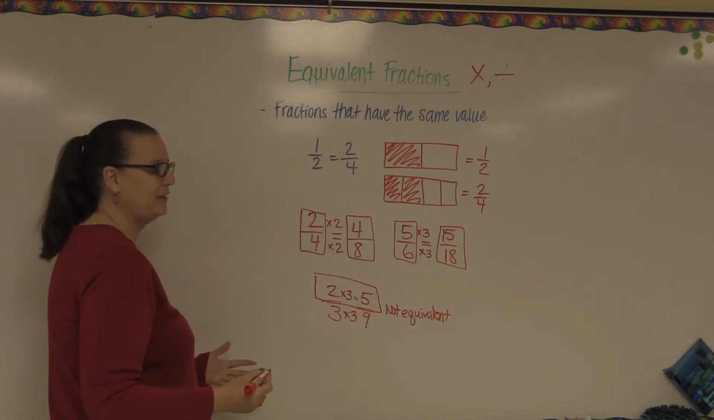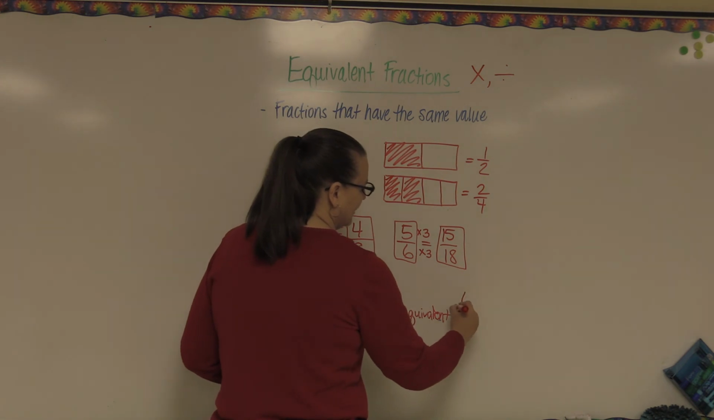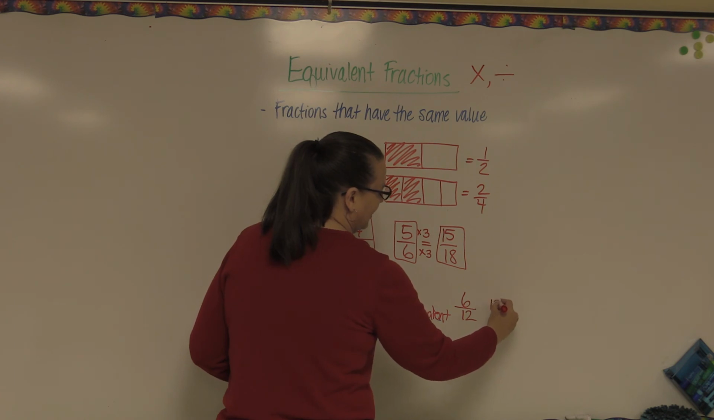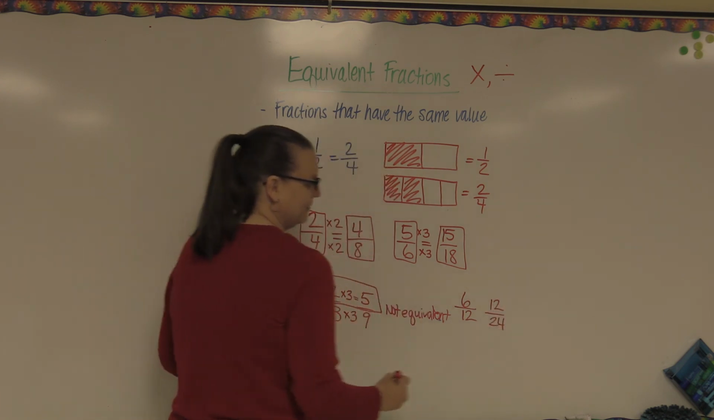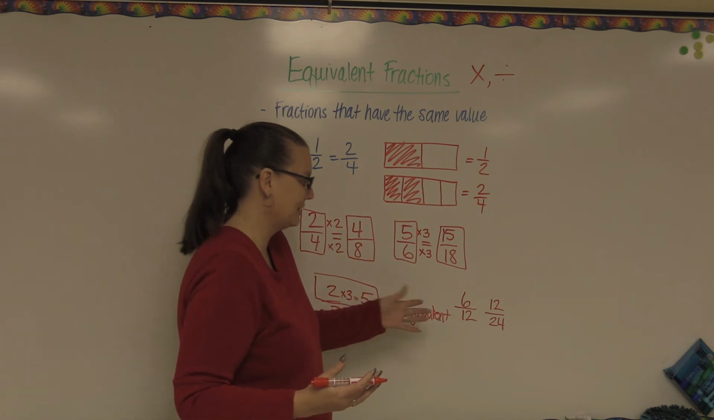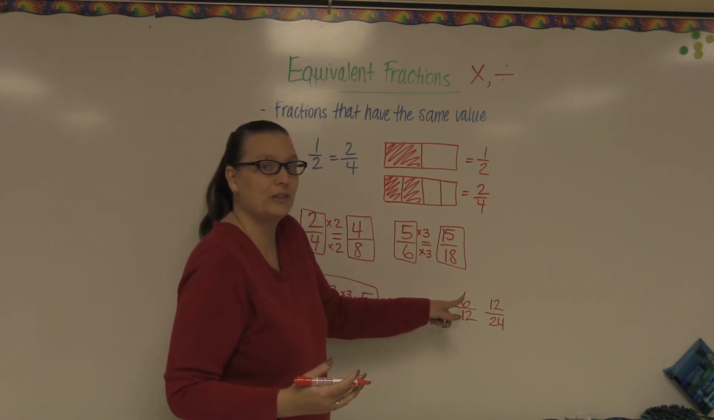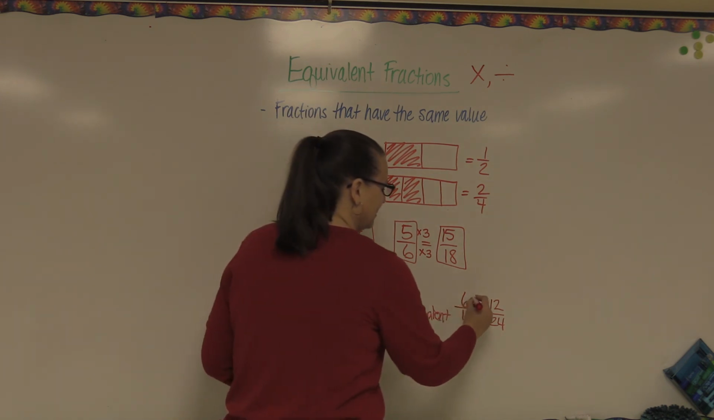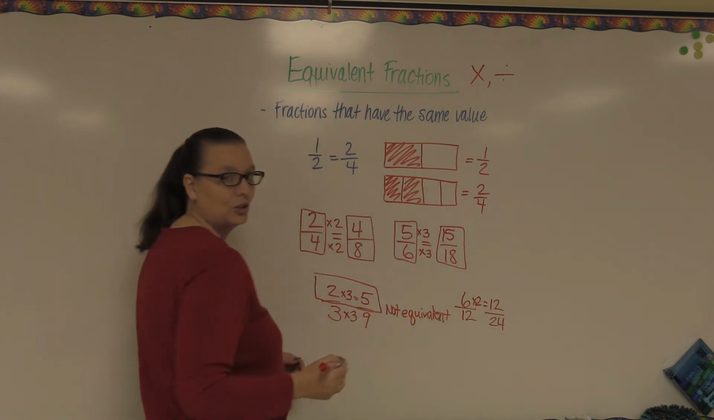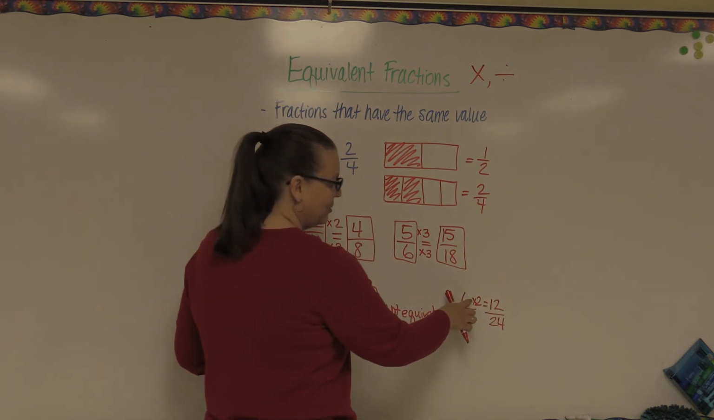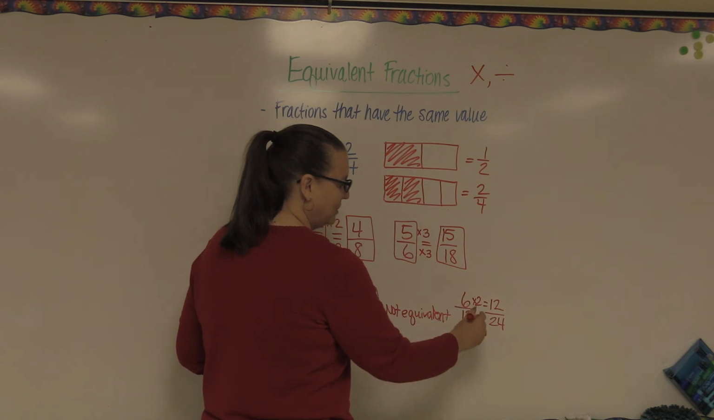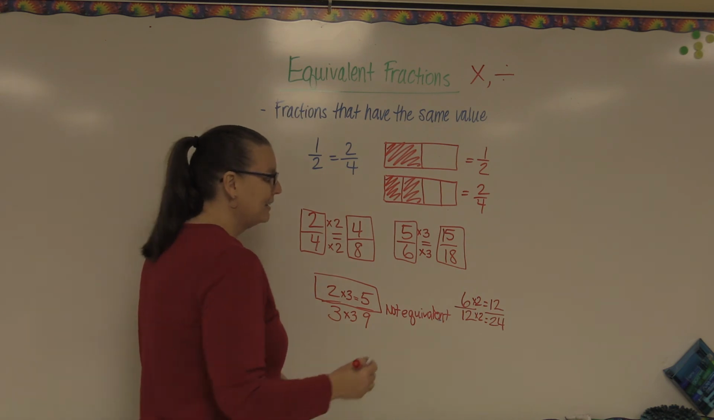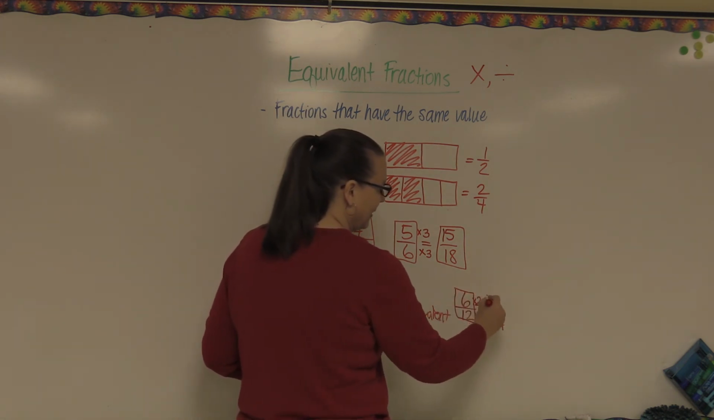All right, let's try another set. What if we have 6/12 and we have 12/24? Let's determine, are they equivalent fractions? Again, you can start with the numerator on this one if you want to. What did I do to a 6 to make it into a 12? Well, I multiplied by 2. Well, so far so good. That one goes. If I do multiply the top by 2, I have to multiply the bottom by 2. Is 12 times 2 24? It is. So we know that these are equivalent fractions.